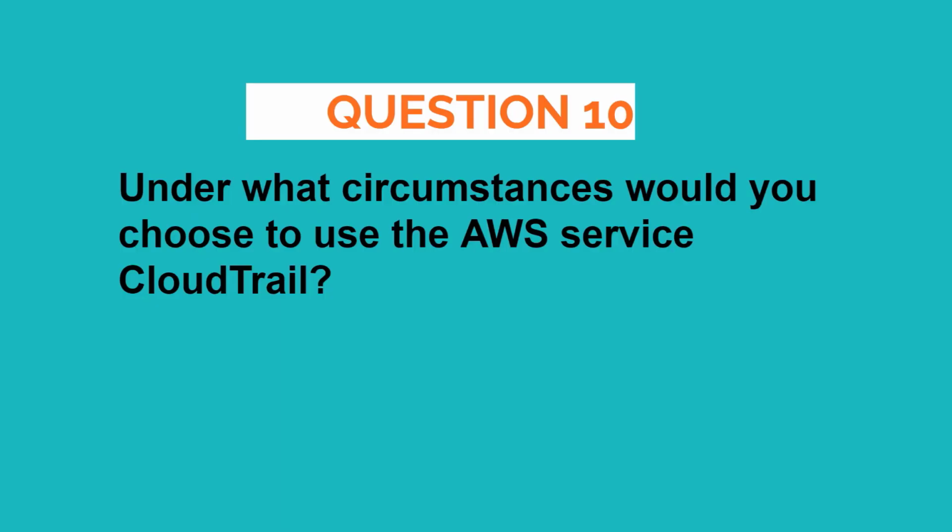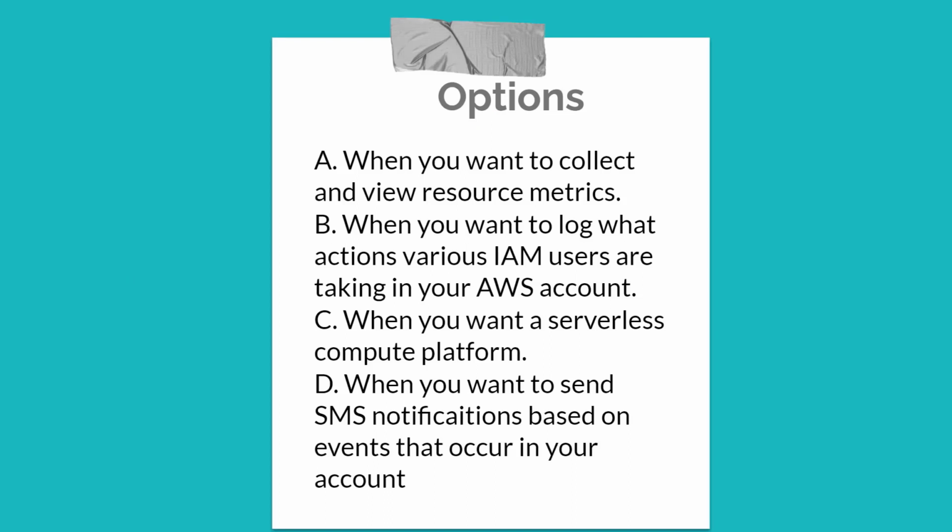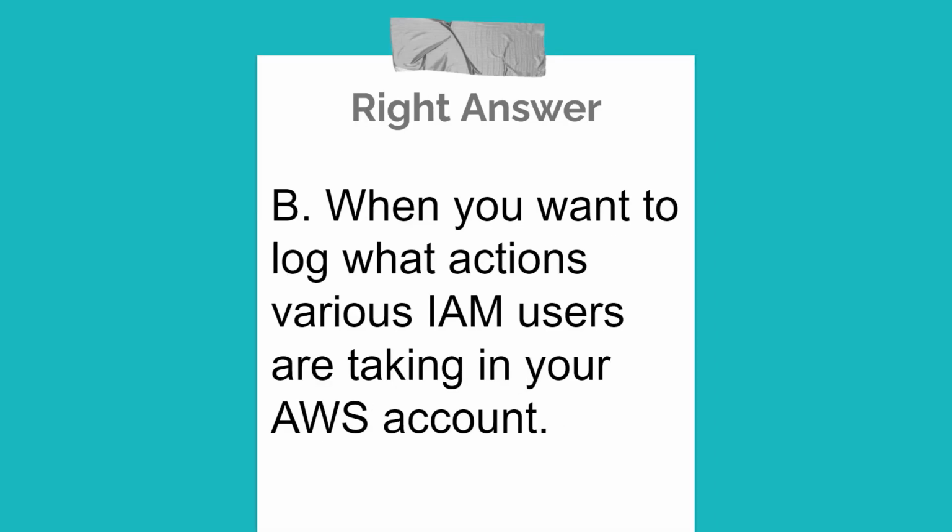Question 10. Under what circumstances would you choose to use the AWS Service CloudTrail? Option A. When you want to collect and view resource metrics. B. When you want to log what actions various IAM users are taking in your AWS account. C. When you want a serverless compute platform. D. When you want to send SMS notifications based on events that occur in your account. Right answer is B. When you want to log what actions various IAM users are taking in your AWS account.